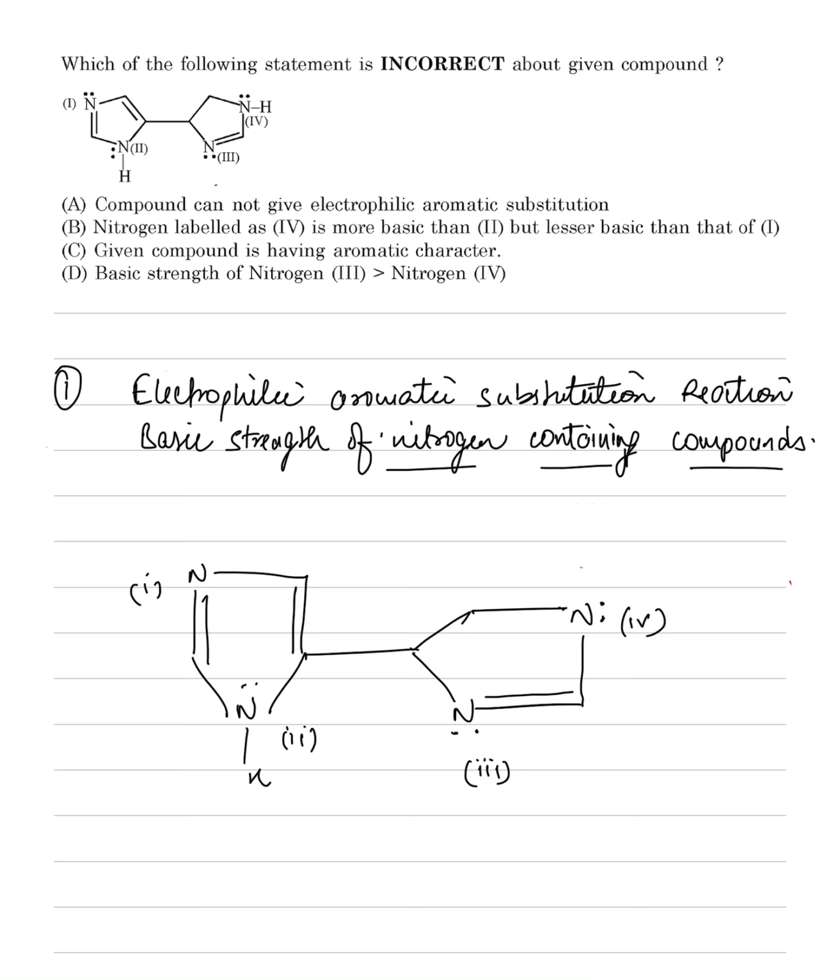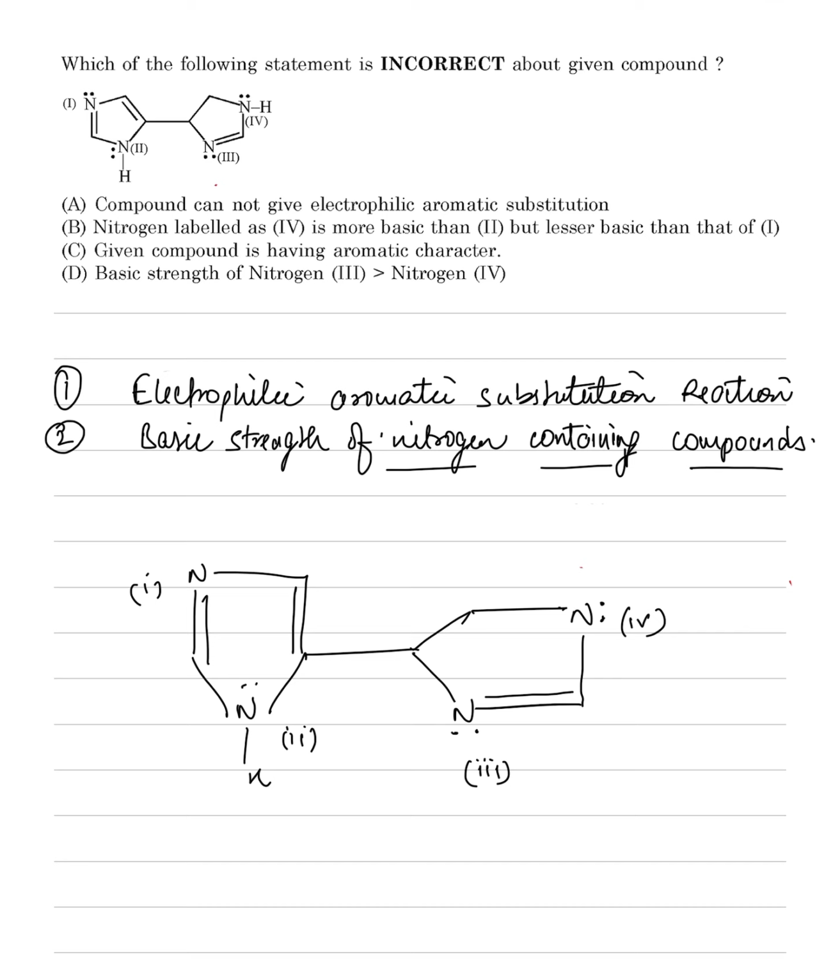In today's video, in the continuation of our JEE Advanced series, we'll try to dig into this one and solve it and see which option is correct. Right? Now in this question, we are given a molecule and we have to check which of the following options is correct. So obviously it's a single correct question. Now to solve this problem, we need two important concepts in our mind. One is the electrophilic aromatic substitution reaction and second is the basic strength of nitrogen containing compounds. These two important concepts are there which you should know while solving this problem.